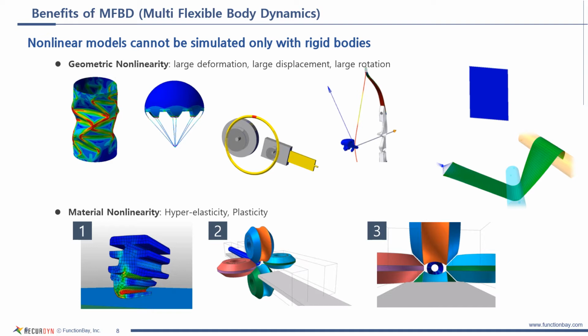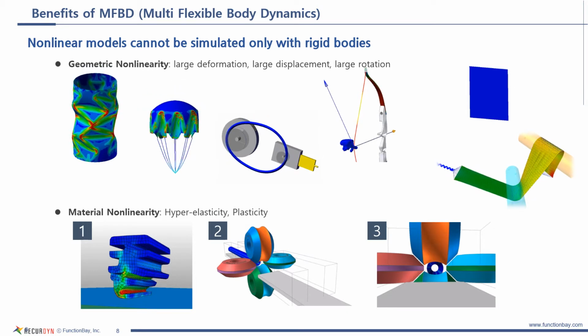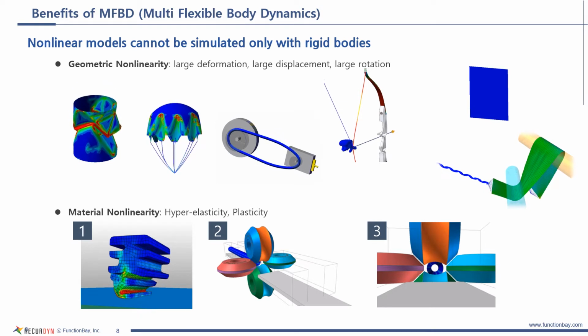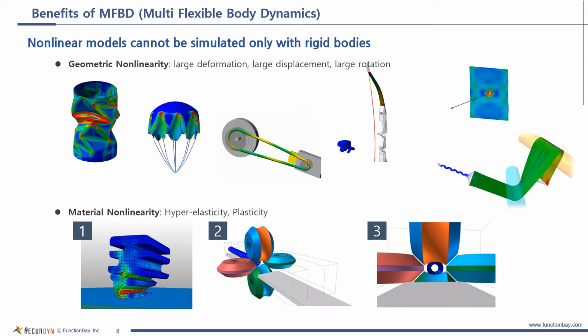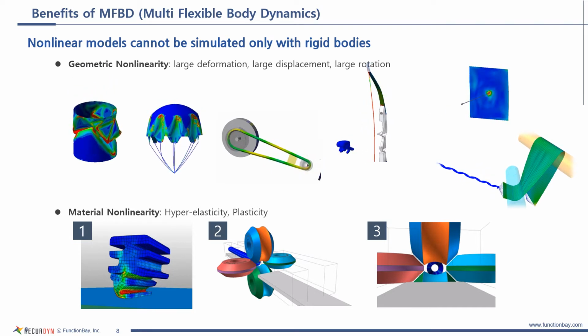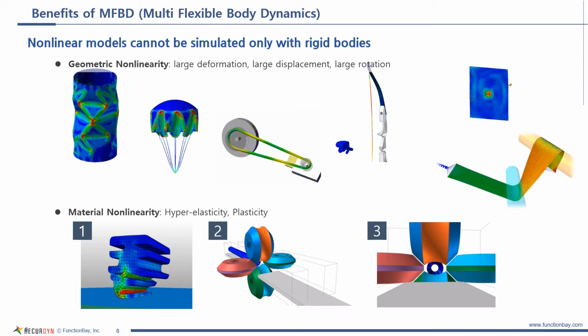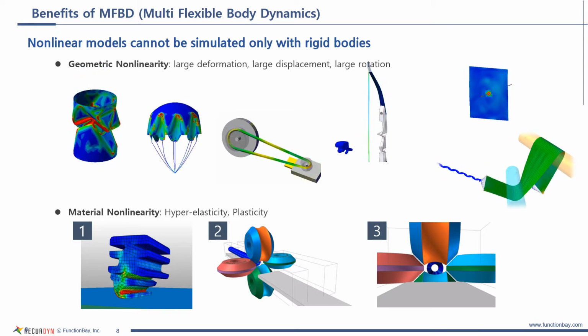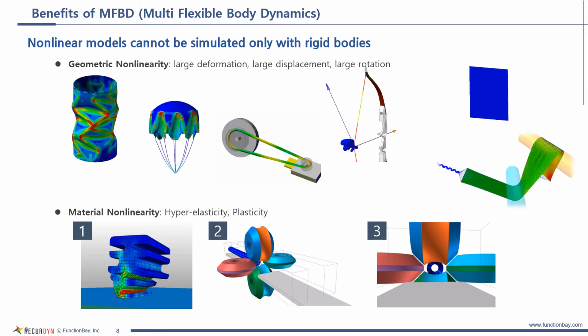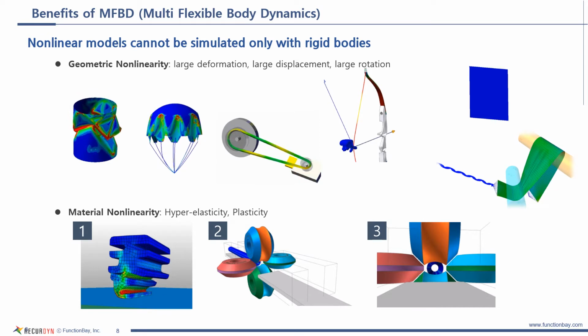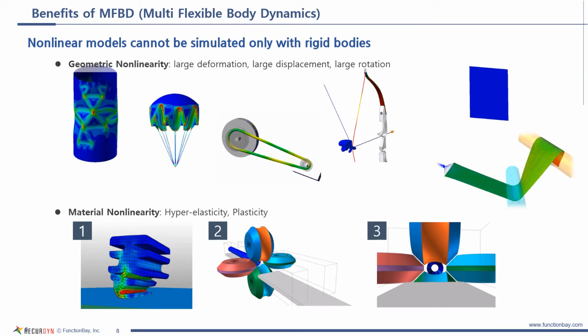First of all, in the case of geometric nonlinearity, large deformation, large displacement, and large rotation are involved. In most cases, when there is a noticeable deformation visually, we call it a large deformation. Quantitatively, if the strain is greater than 0.2%, it needs to be treated as a large deformation. The behavior of a can being crushed, the behavior of a parachute due to air resistance, and the behavior of a flexible belt are examples of geometric nonlinearity.